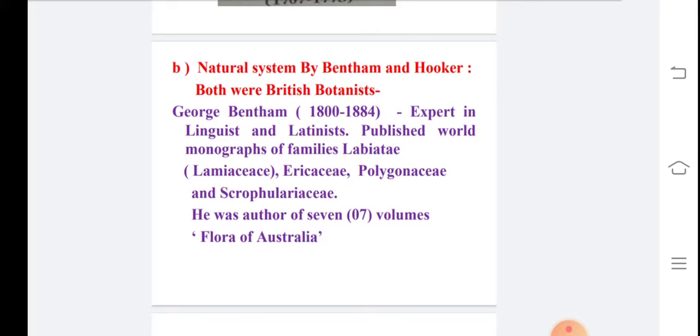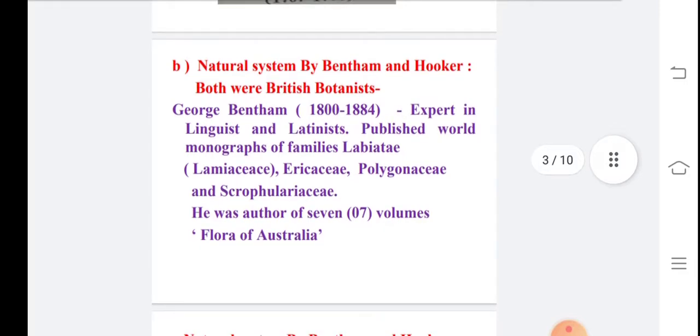It is given by Bentham and Hooker. Both are British botanists. Bentham, from 1800 to 1884, was an expert in linguistics and a Latinist; linguistics means languages, English, and Latinist means the Latin language. He published a world monograph of the family Labiatae, now called Lamiaceae, the family of our Tulsi, Ocimum and all these.